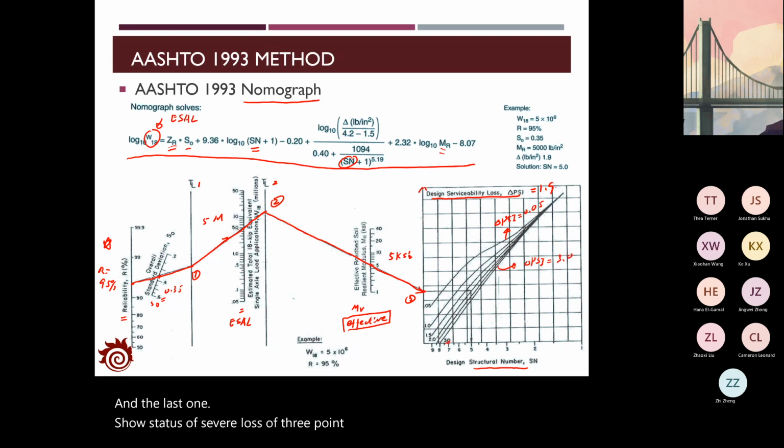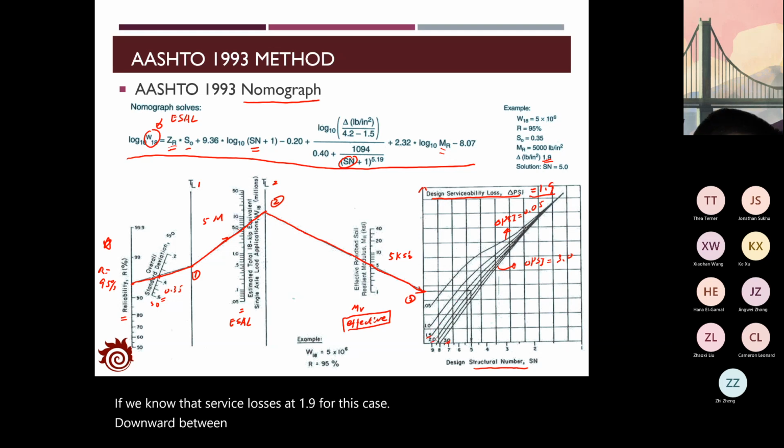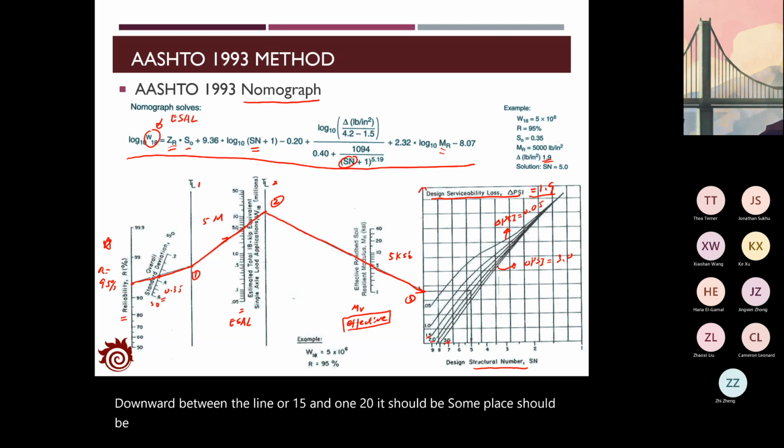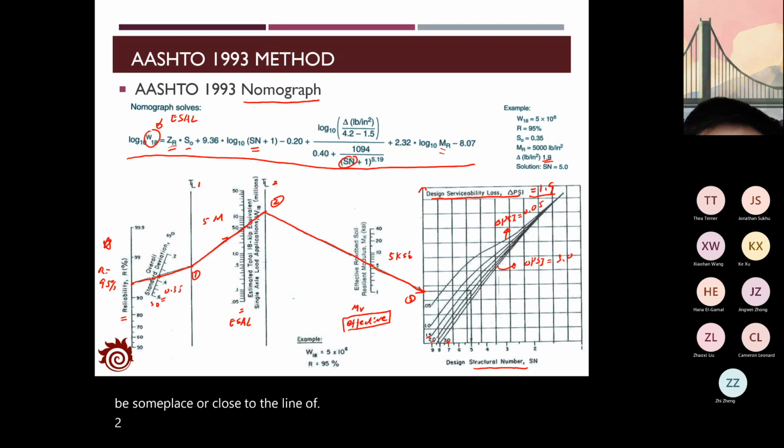And if we know that serviceability loss is 1.9 for this case, that will be between the line of 1.5 and 2.0. It should be someplace close to the line of 2.0. That will give you some position quite close to the 2.0 line.